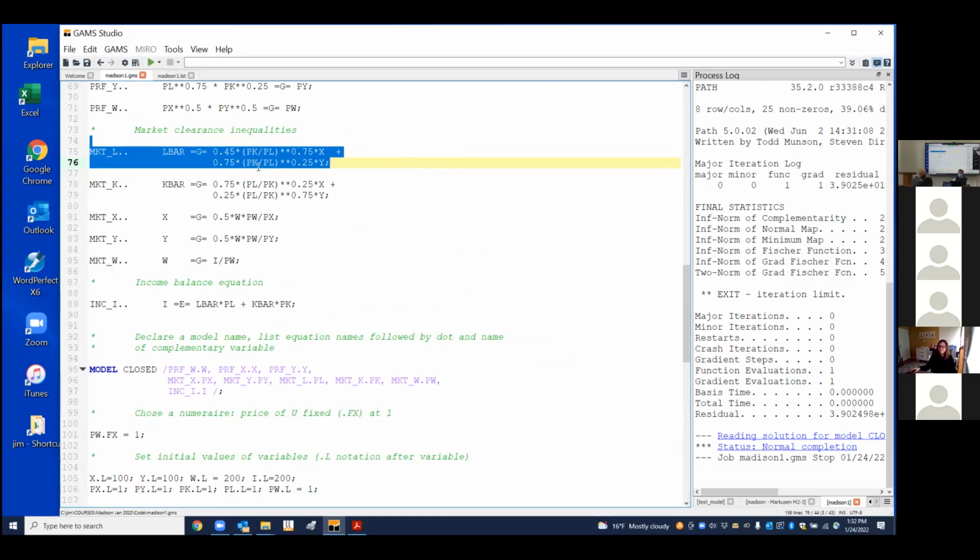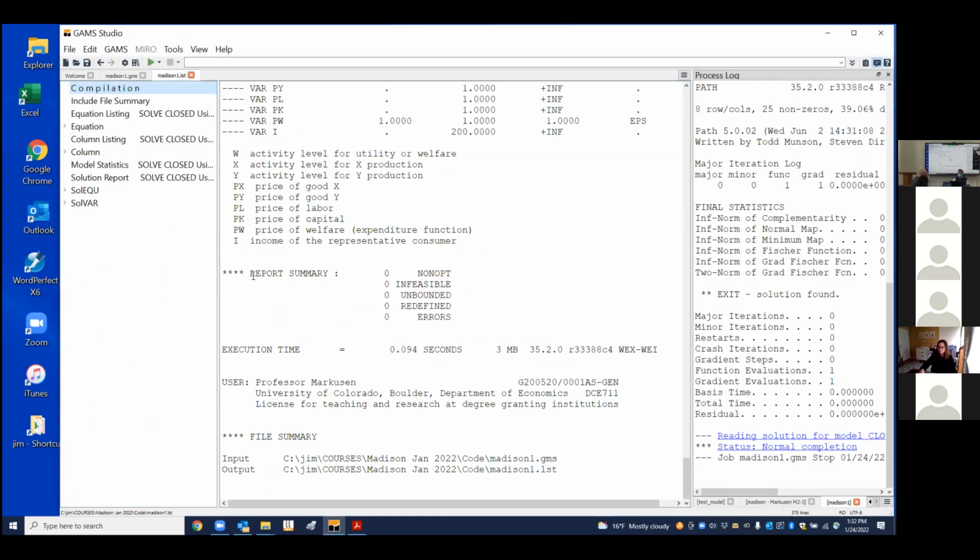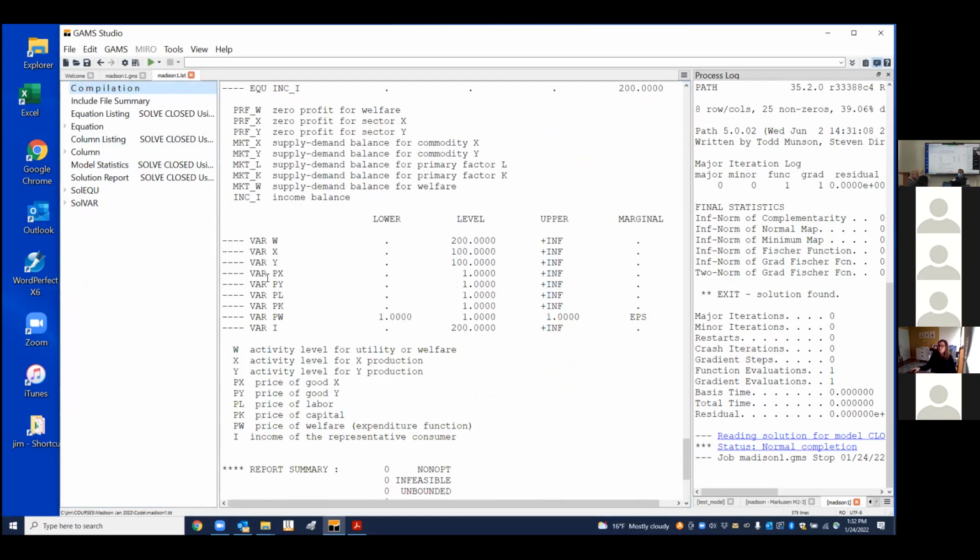And I say, oh, I see what's the matter. This is supposed to be 0.25. So now when I run it, even with iterlim equals 0, it's going to give me my stuff.